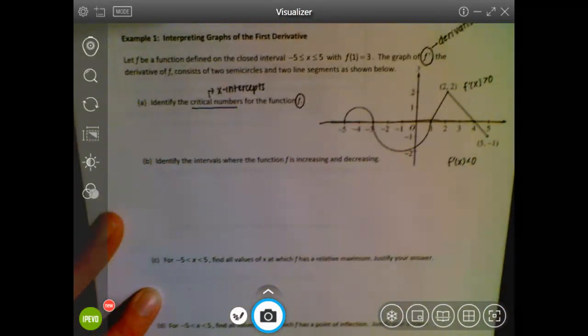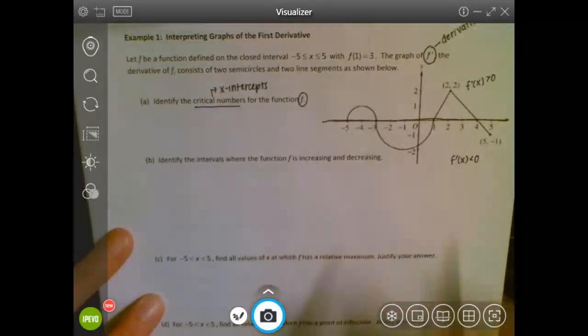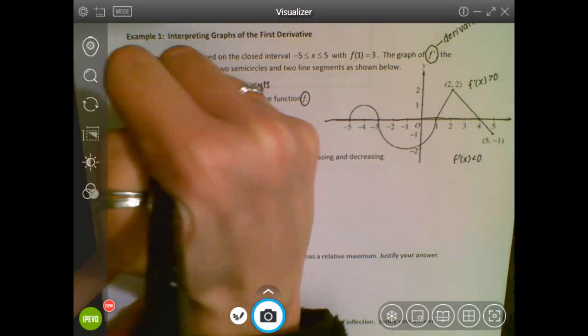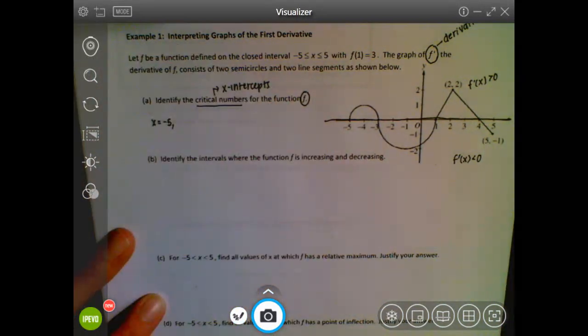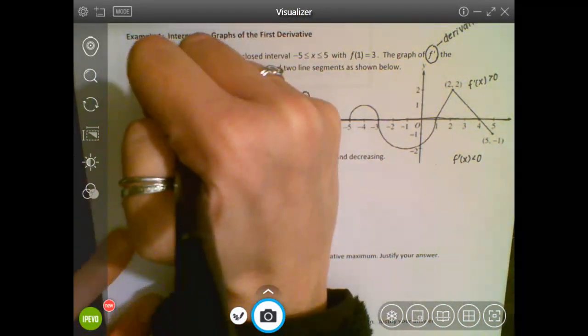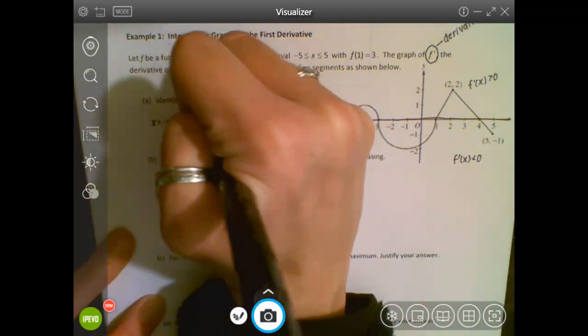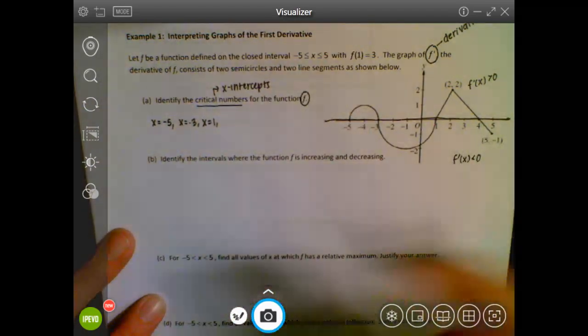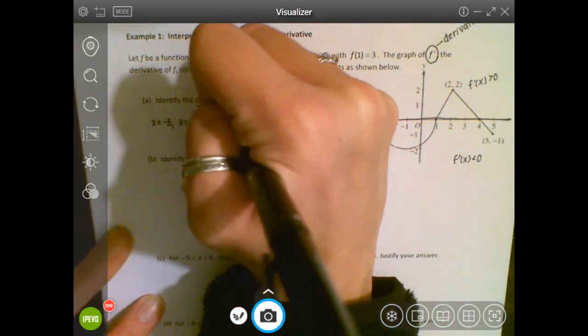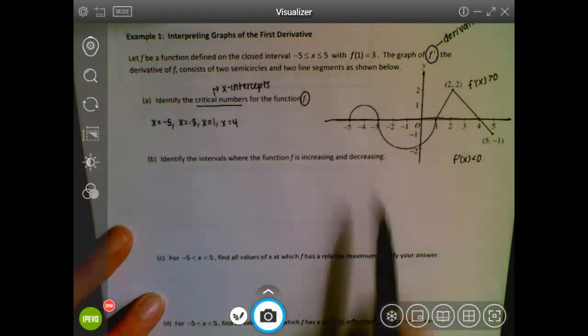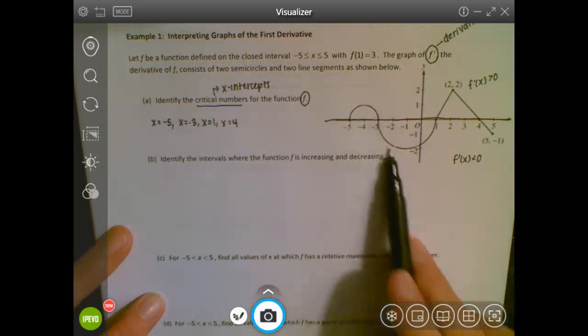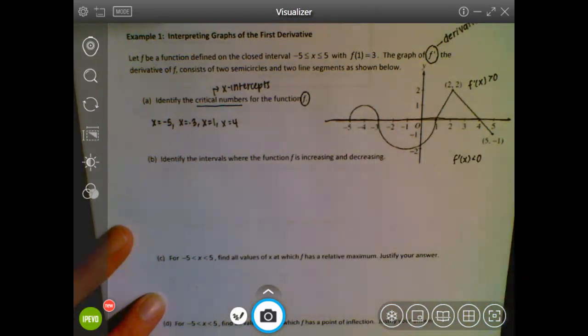So we're going to list, even though we don't know what's going on on the other side over here, x equals -5 as a critical number. That would also be x equals -3. That would also be x equals 1. And x equals 4. So again, that's where we're changing from either positive to negative or from negative to positive.